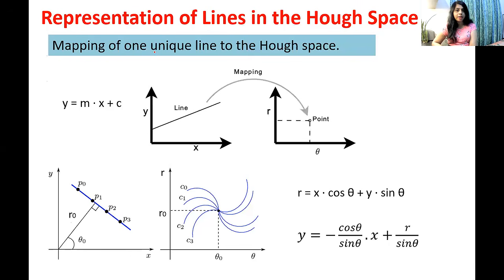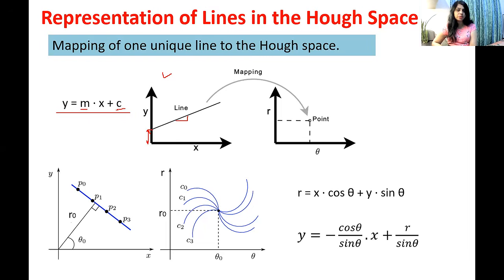Now, how to map a unique line into Hough space? Let's take an example of this. Here you can see that there is a graph and there is a straight line. What is the equation of a straight line? The equation of a straight line is y equal to mx plus c, wherein x is the x-axis, y is the y-axis. What is m? m is the slope of this line. And what is c? c is the y-intercept, that means this particular value on the y-axis.